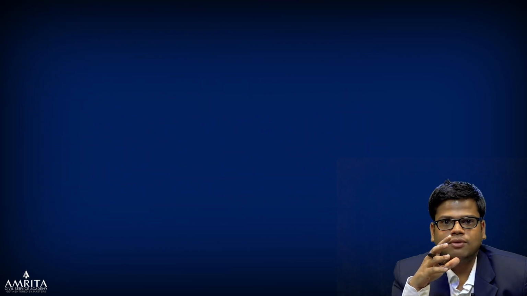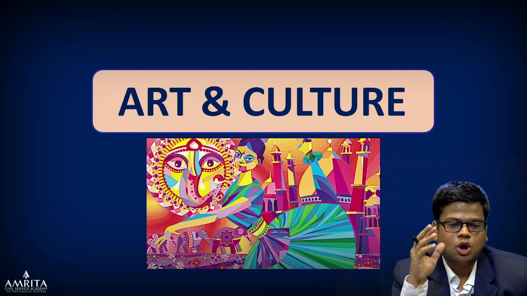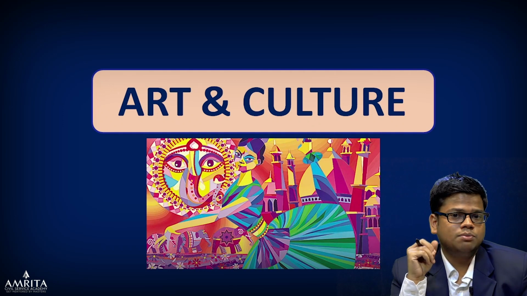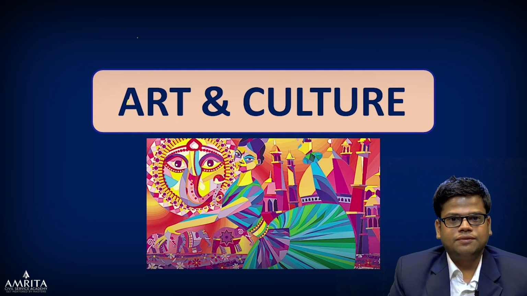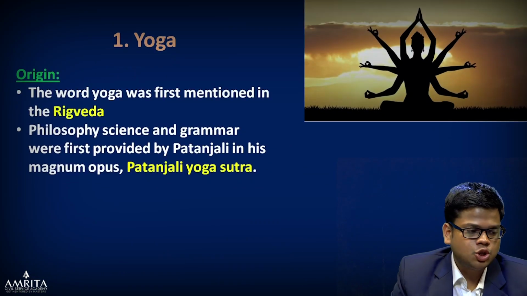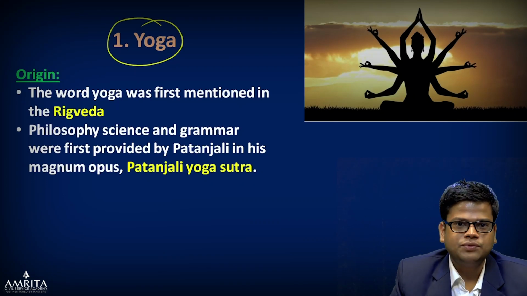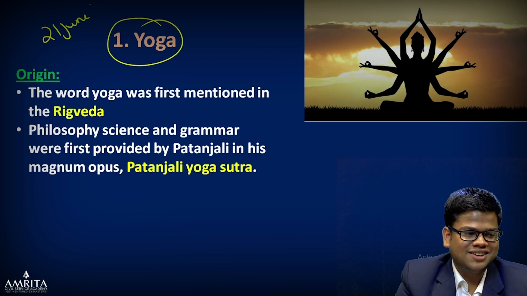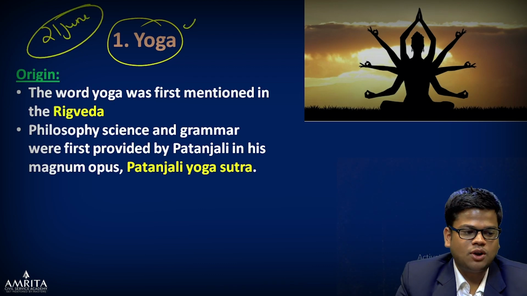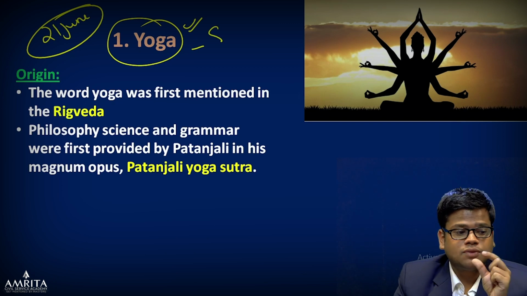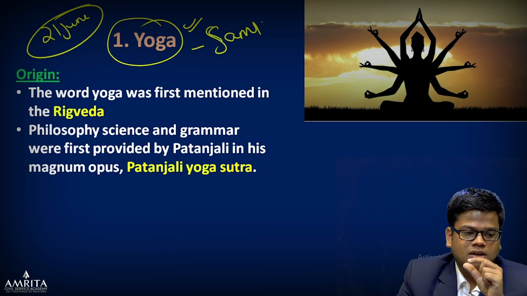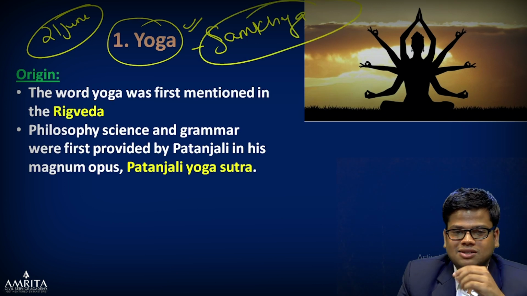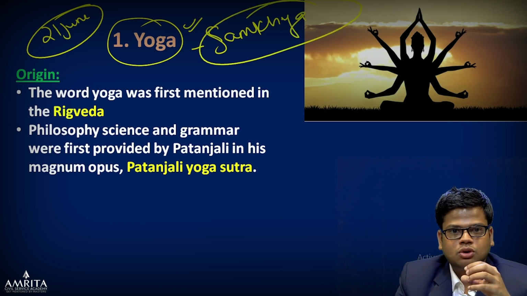So this is the end of our science and technology portion. Now we will look at the art and culture portion of our discussion. The first topic in art and culture is yoga philosophy. It is part of the static portion, but we'll keep it because 21st June is International Yoga Day. Yoga philosophy is a sister philosophy of which school of thought? That is Samkhya.